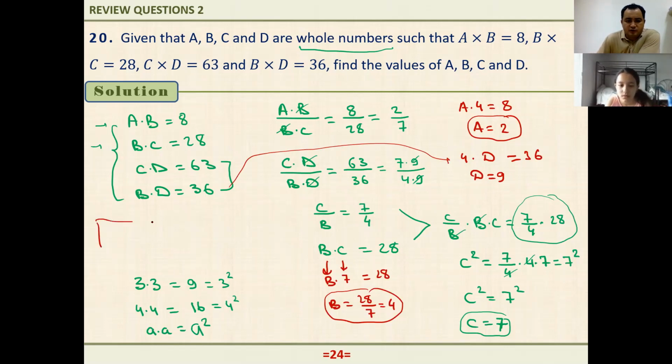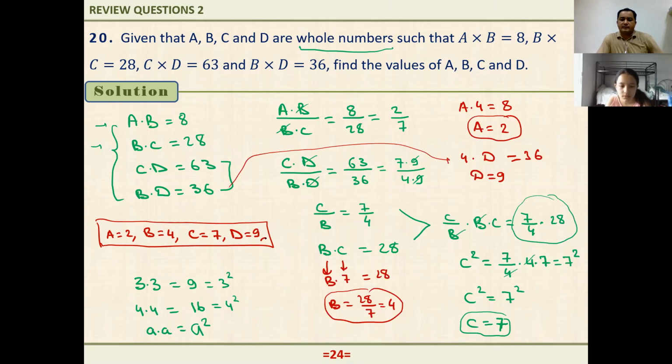Let me just put all the answers in this box. A equals 2. B equals 4. And C equals 7. D equals 9. Now if you just substitute all of these numbers into the equation, it will make a true statement. It will be the solution.